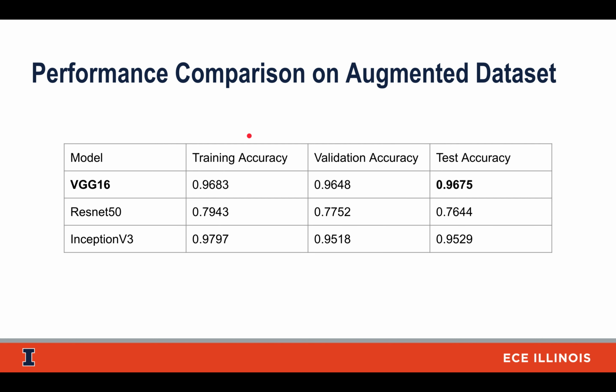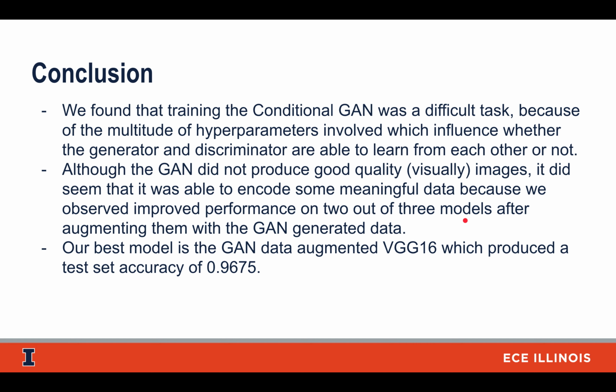Next, this slide shows the performance of the three models on the data augmented dataset. As we can see, the best model is again VGG16 with a higher accuracy when compared to its performance on the original dataset. In fact, both VGG16 and Inception V3 have shown improvements in performance. However, the performance of ResNet 50 has gone down marginally.